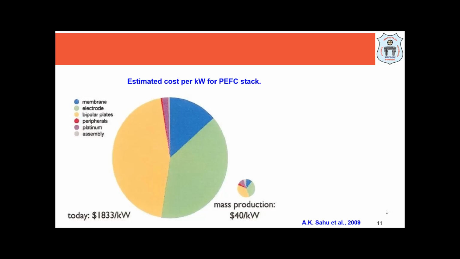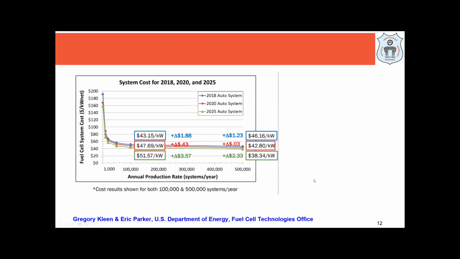Okay, so now if I just search for any 2018 or 2020 paper where a cost prediction is done, we come up with this paper. This is the analysis report given by the Fuel Cell Technologies Office of the US Department of Energy, prepared by Gregory Klein and Eric Parker. What they have made is a prediction calculation in 2018, 2020 and 2025. The prediction is for 2025. Okay, so based on 18, 20.